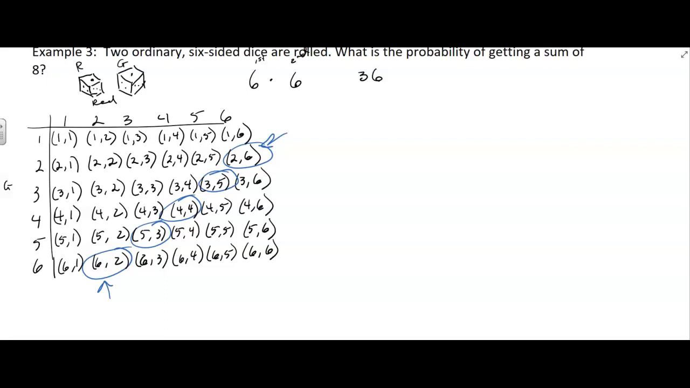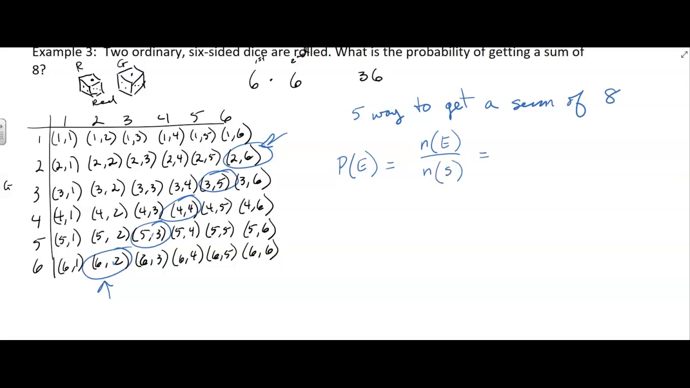So there are 5 possible ways of getting an 8. So 5 ways to get a sum of 8. So 1, 2, 3, 4, 5. Okay. And so we take the probability of getting a sum of 8. So that's the event. The probability is n of E, the number of ways to get that event, out of the number of outcomes, n of S. Okay, so our n of E is 5. There's 5 ways to get a sum of 8.